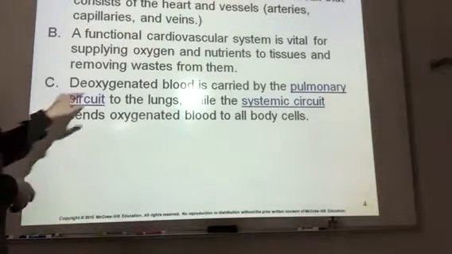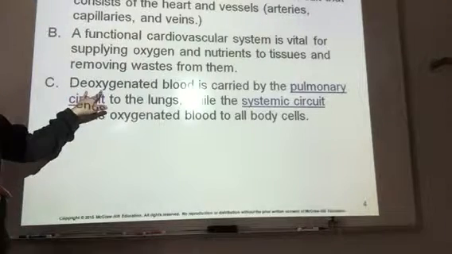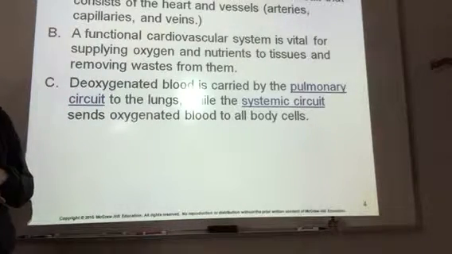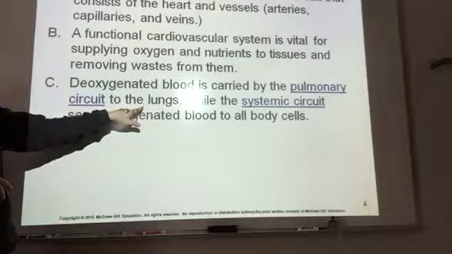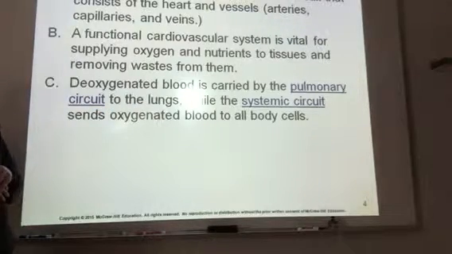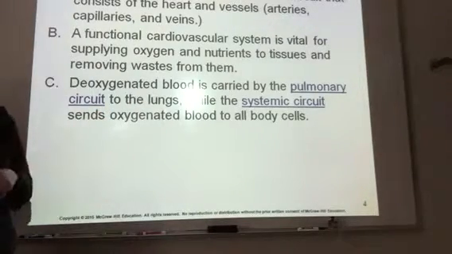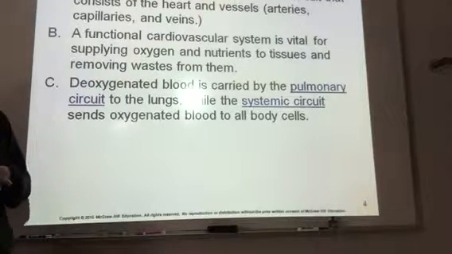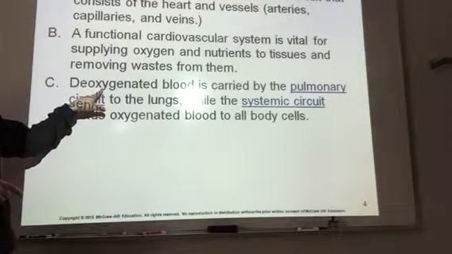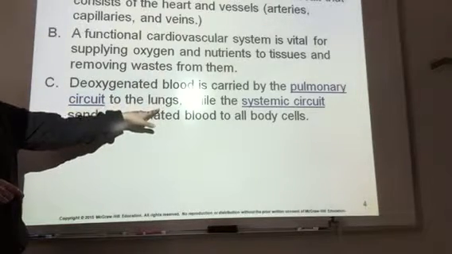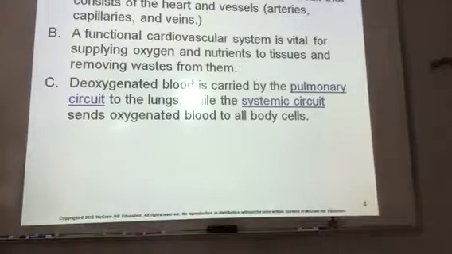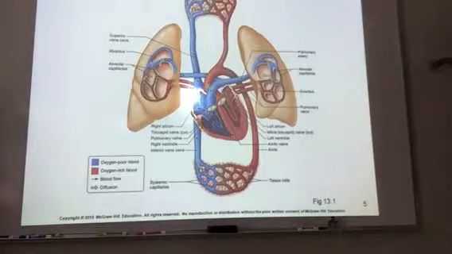Deoxygenated blood, so this is after the oxygen is taken out, is carried by the pulmonary circuit to the lungs. Remember, pulmonary typically deals with lungs. And then the systemic circuit sends oxygenated blood all over the body. So basically, blood without oxygen, or very little oxygen, goes to my lungs, picks up oxygen, and then it's sent out to the rest of my system, or the rest of my body.